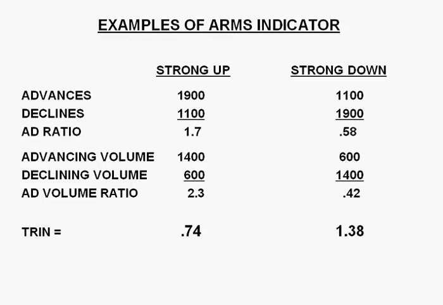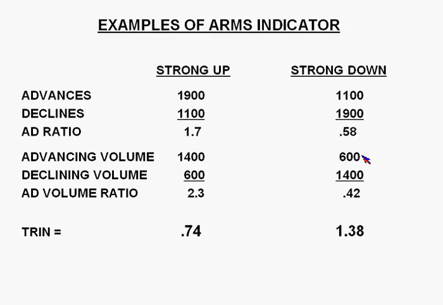So that was a very strong up day. A lot of advancing stocks, quite a bit of volume. You can see we got a low number. You got a 0.74. And what that tells you is that day the market was somewhat overbought. All right? Because you got a number less than 1. Now let's take a strong down day, and we just flip these numbers. Instead of 1,900 advancers and 1,100 decliners, let's say it was the other way around. You had 1,100 advancers and 1,900 decliners, so the ratio came out to be 0.58 there.